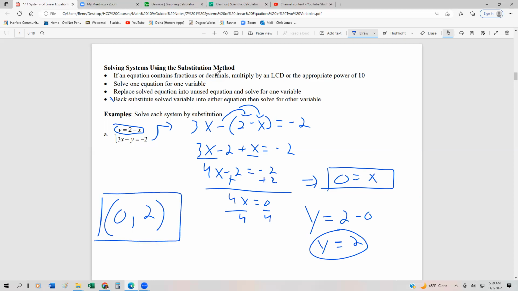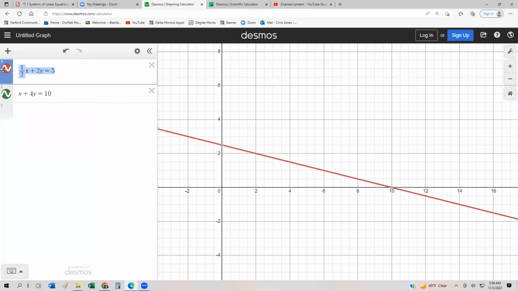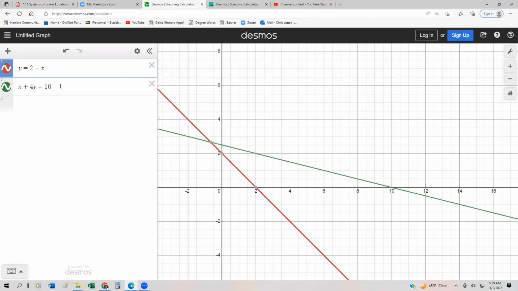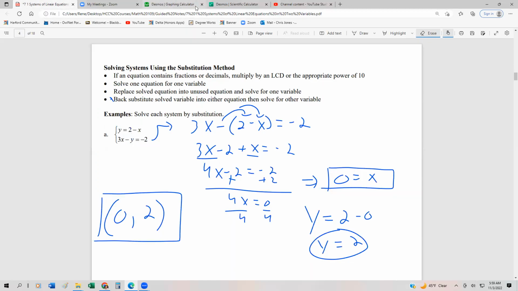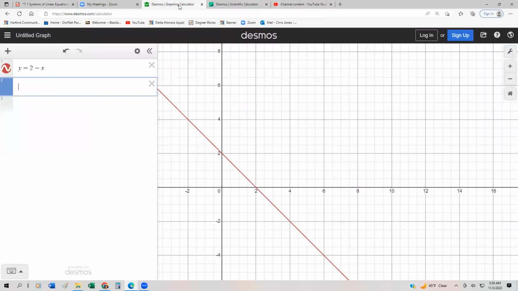To check this, we might want to graph it. That would be my suggestion, folks, is to go through and graph the equations, just because it never hurts. So we would have y equals 2 minus x as one, and then for our other equation, we would have 3x minus y equals negative 2.